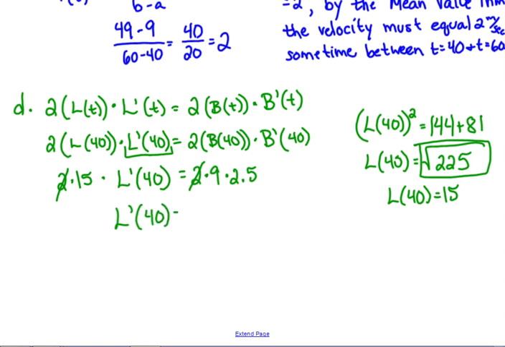So if we solve for L prime of 40, 9 times 2.5 would be 22.5 over 15, which apparently simplifies to 3 over 2. I would leave it like that, honestly.